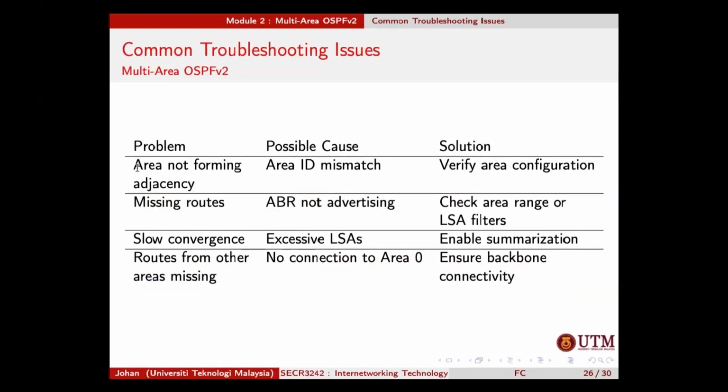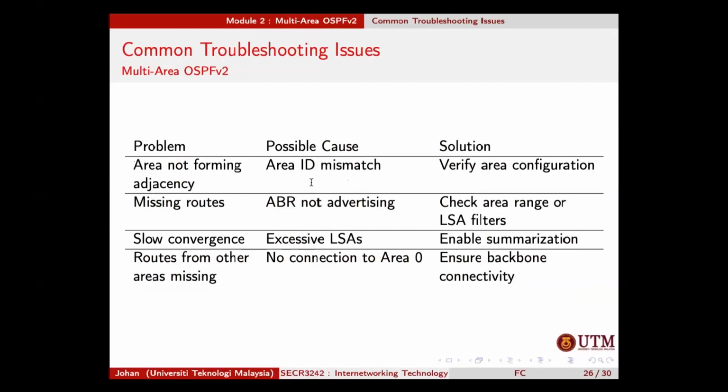So solutions, in order to solve the problem stated here, like area not forming adjacency. The possible cause, this is just an example, maybe area ID mismatch. So how you have to show that normally, I already mentioned in that activity. You can try that. So you have to state every problem, because there are common problems actually, and then you need to be familiar with the possible cause and also the solution.